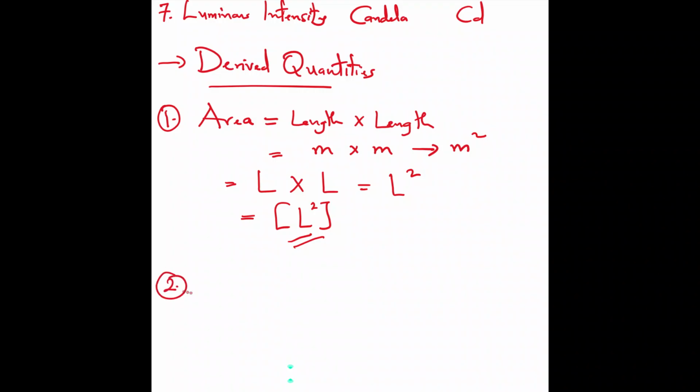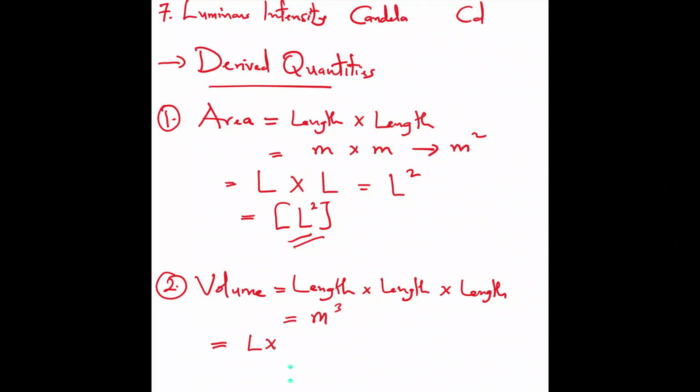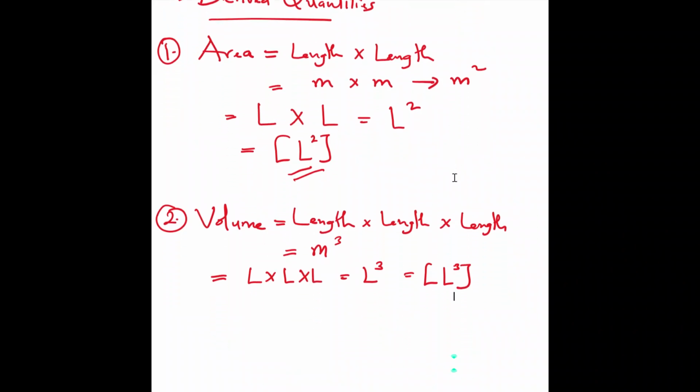The second derived quantity I'm going to talk about is volume. This isn't the volume of any specific shape. The general formula for volume is length times length times length. The SI unit for this is going to be meter cubed. But for derived quantities, it is L times L times L, which is L raised to power 3. So I'll write it like this, L cubed.